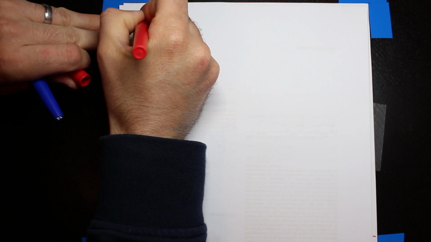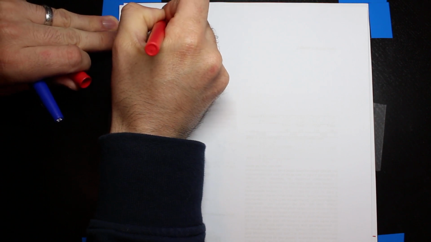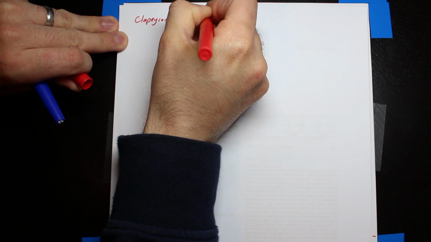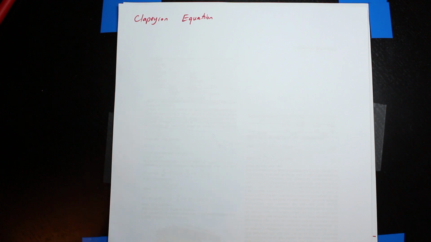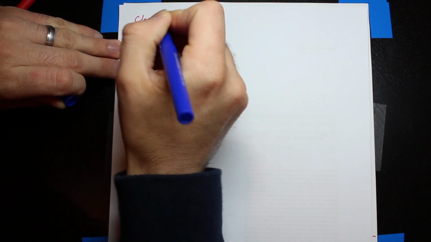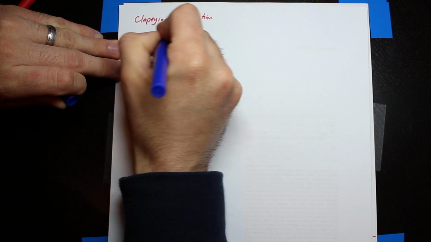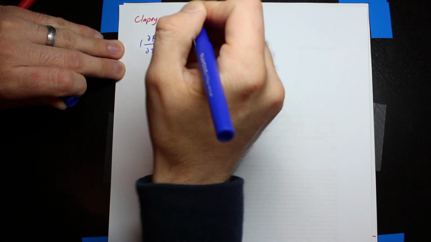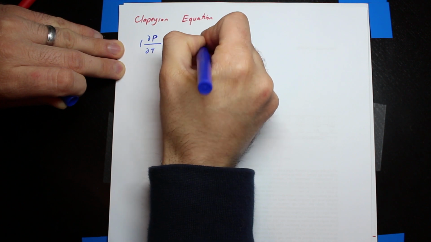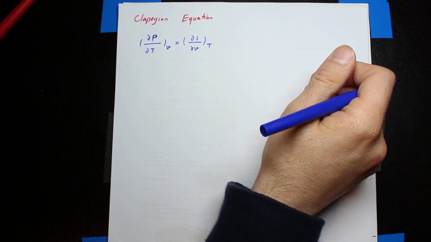So the title is the Clapeyron equation, and the Maxwell relation that we had before said partial P partial T when specific volume is constant is equal to partial S partial V when the temperature is constant.